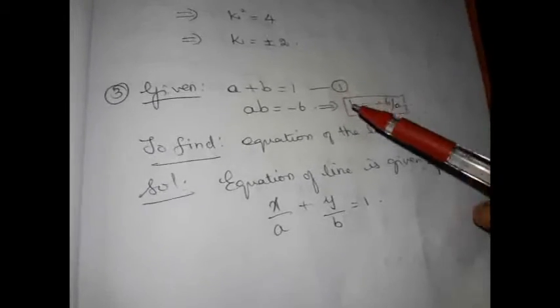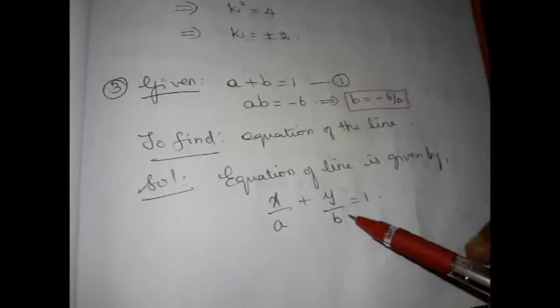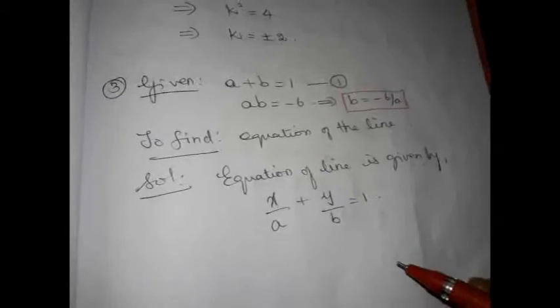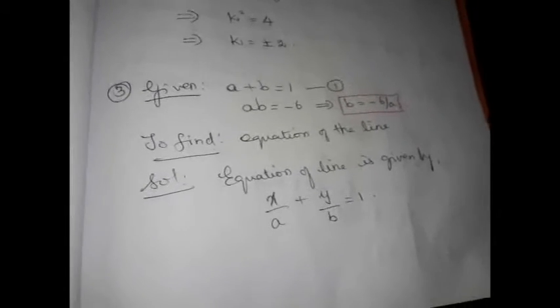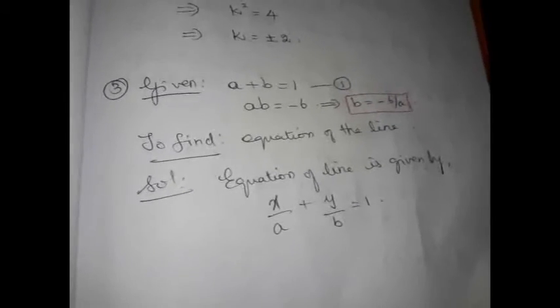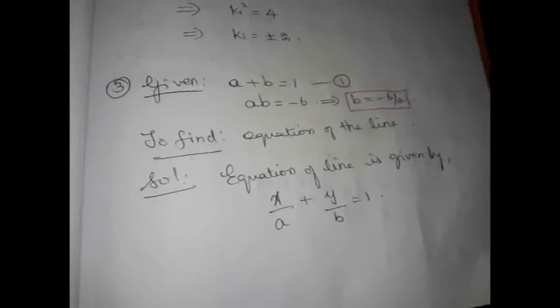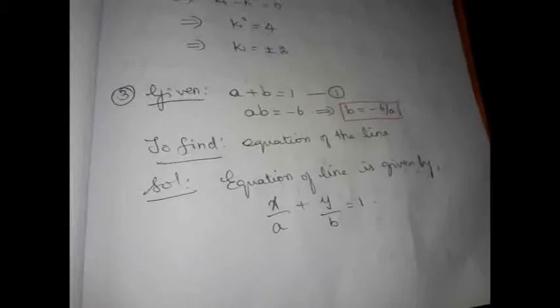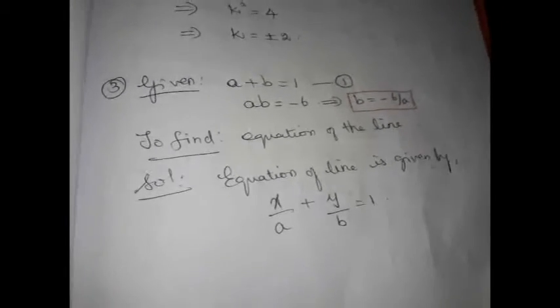So once you get the values of a and b, substitute in the intercept form, take LCM, and you will get the equation of the line. Right? If you get two values, then you have to give two equations. Yes? Hope you understood. Now let us move on to the next question.